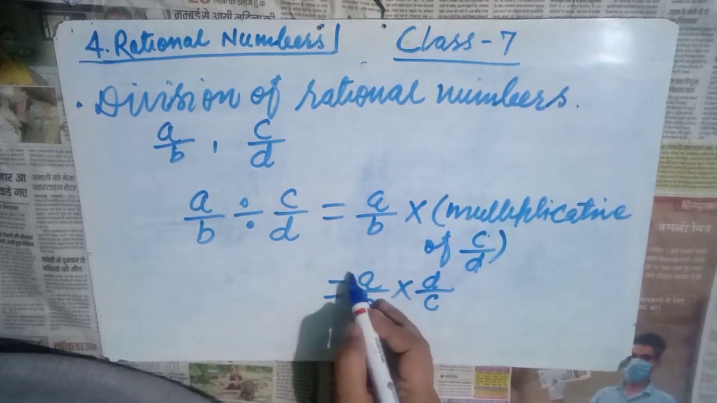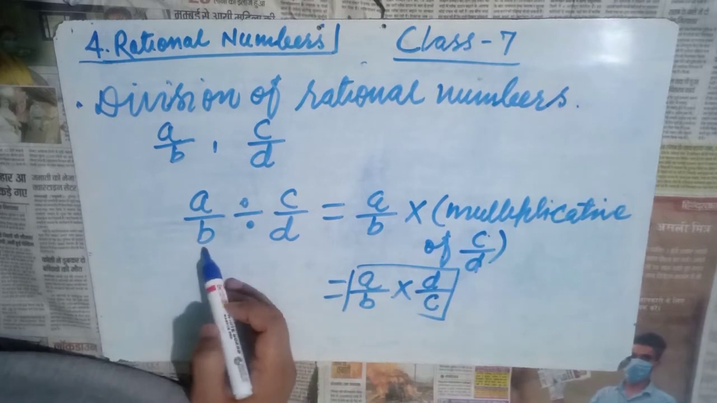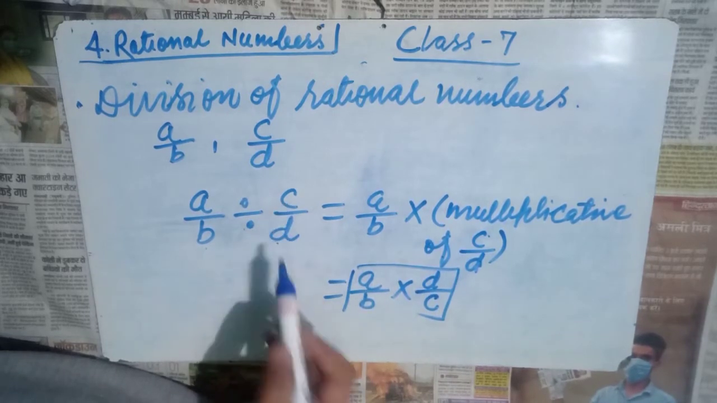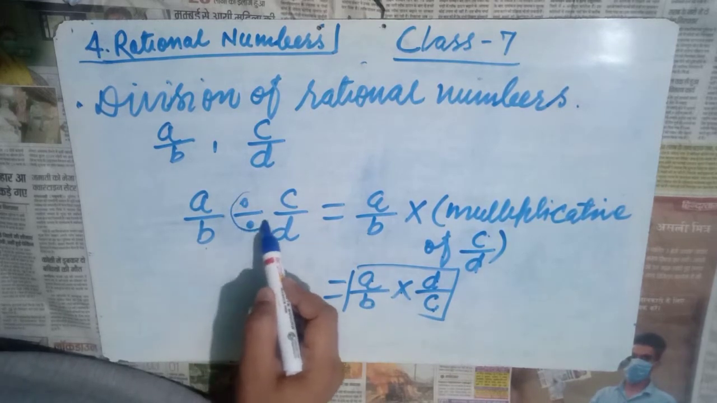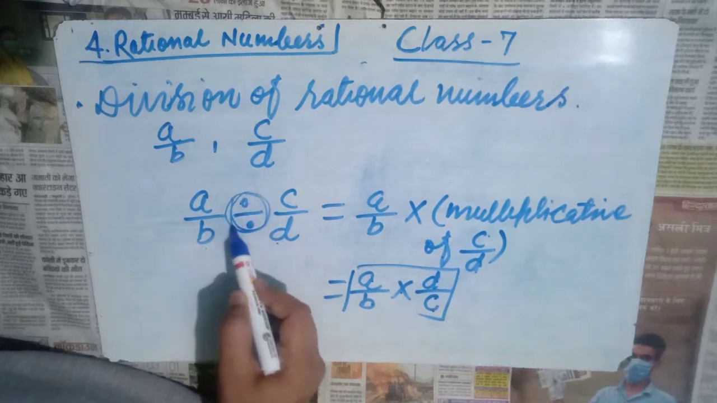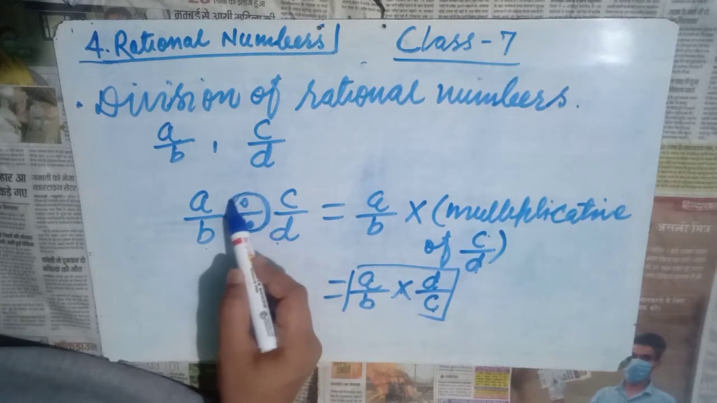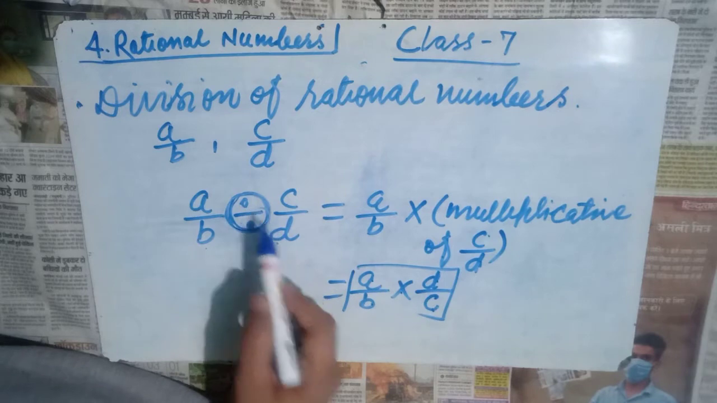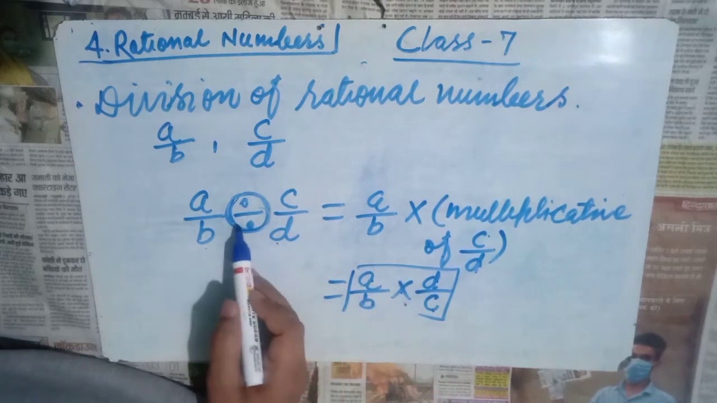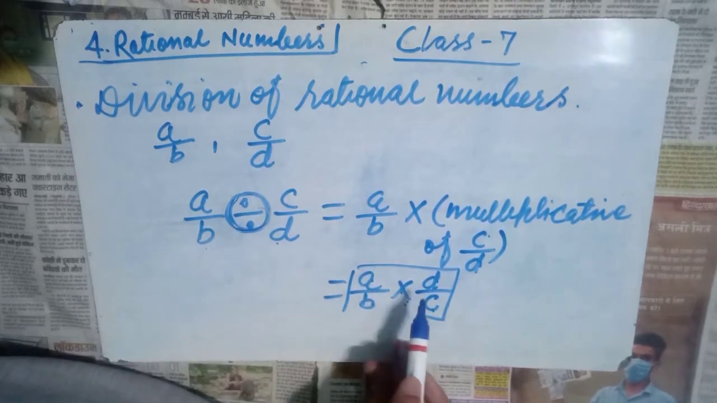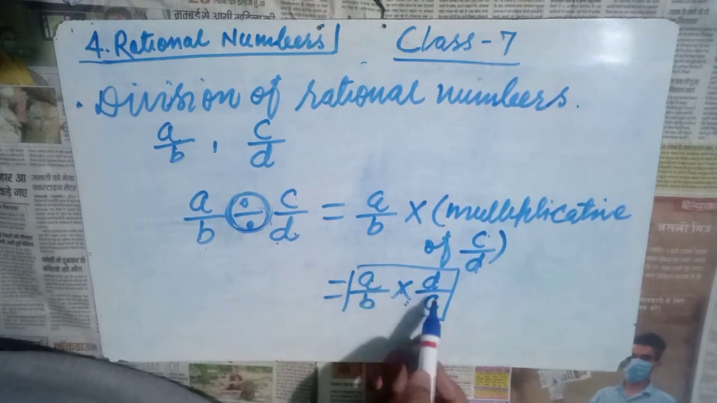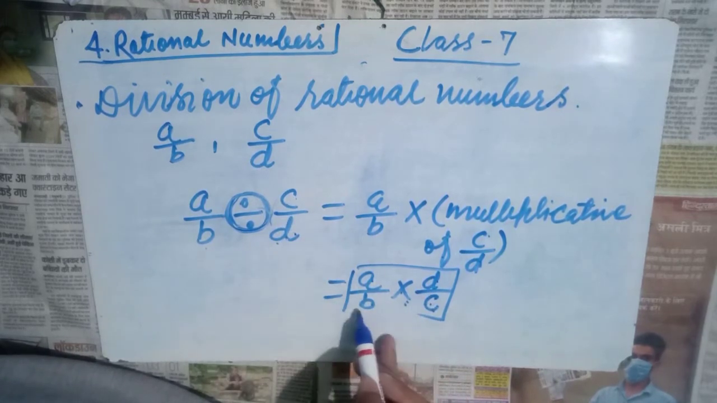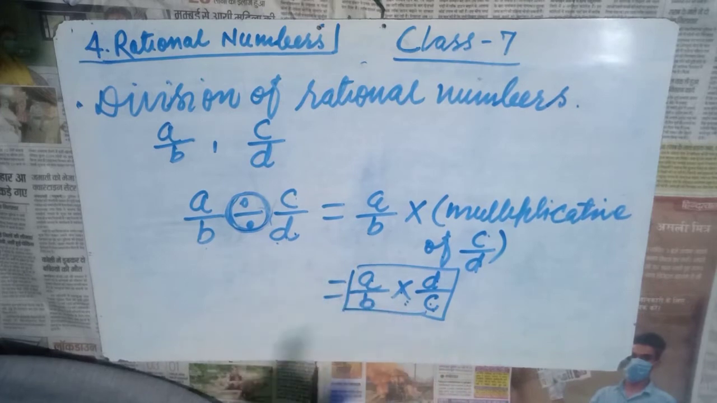Okay, now that means a by b divided by c by d gives us a by b multiplied by d by c. What type of operation is this? Division, and division is the reverse of multiplication. If we change the division into multiplication, we have to change the values. That means this goes up and this comes downwards here. I hope you will get it.